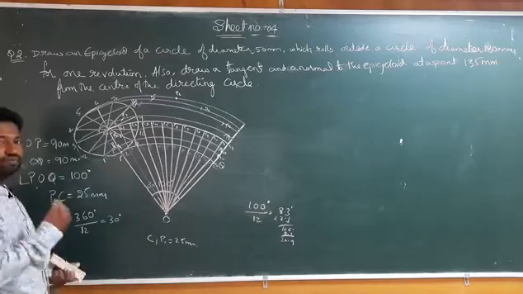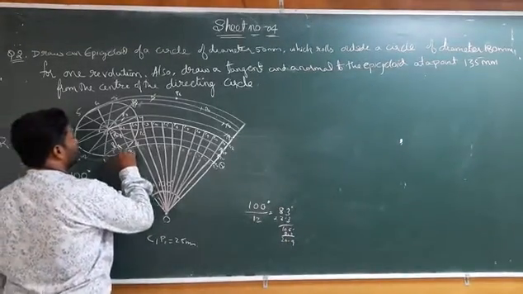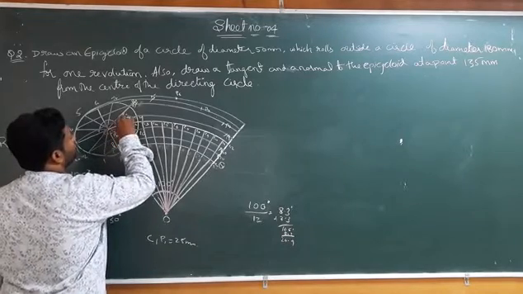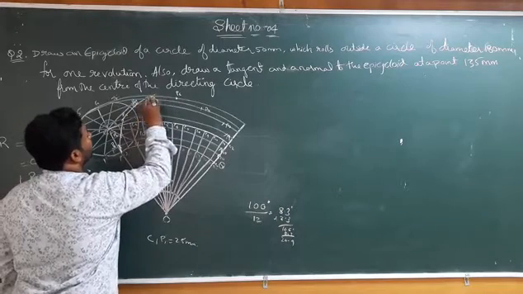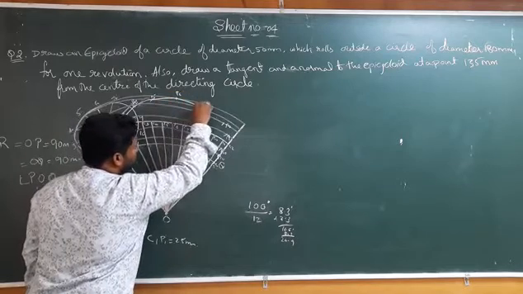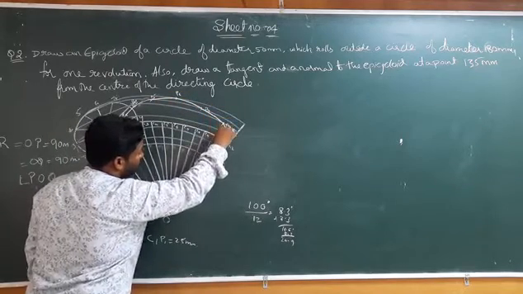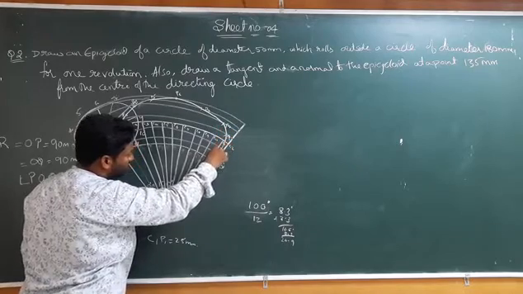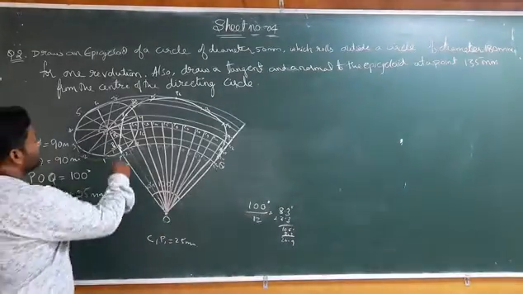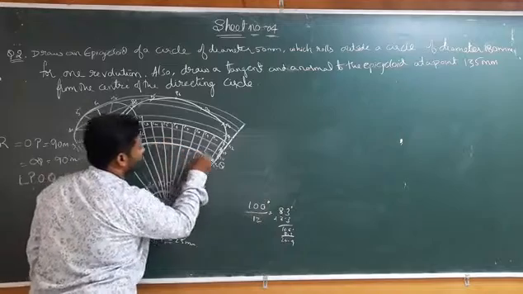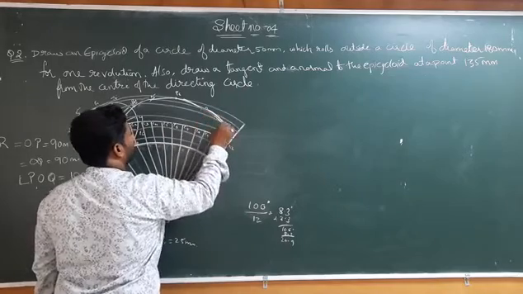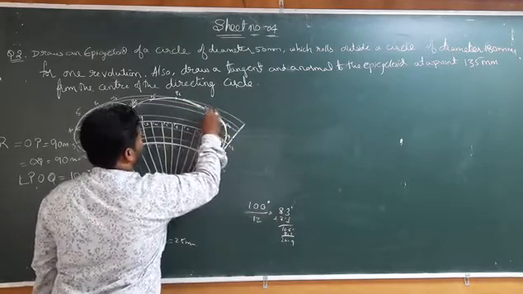Now simply with the free hand, we have to join from P1 to P2, P2 to P3, P3 to P4, P4 to P5, P5 to P6, P6 to P7, P8, P9, P10, P11 and P12. In a single stroke we have to draw this one, and hence we got an epicycloidal curve here. So this is our epicycloid.